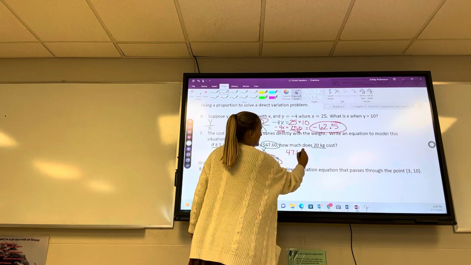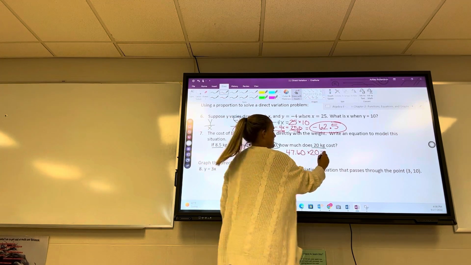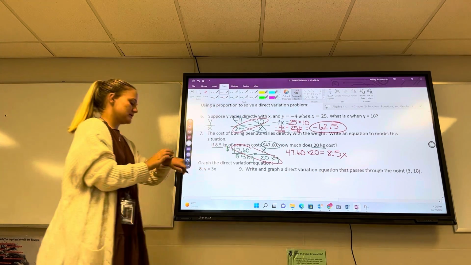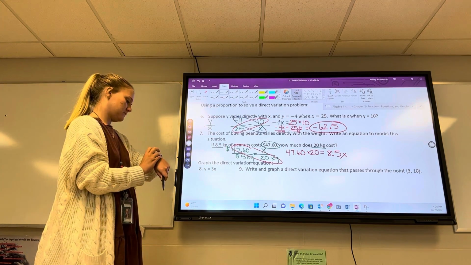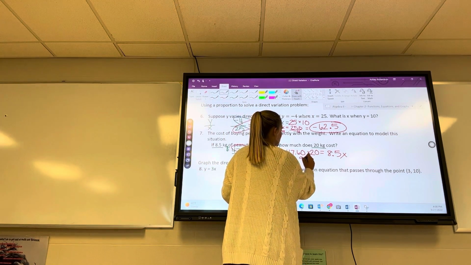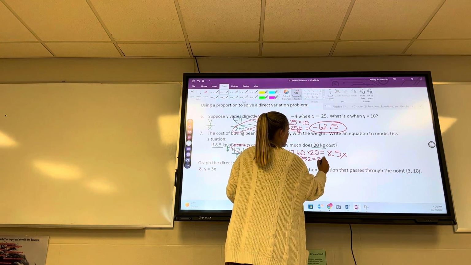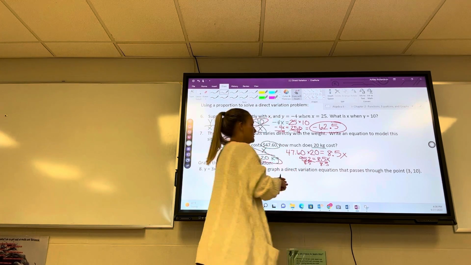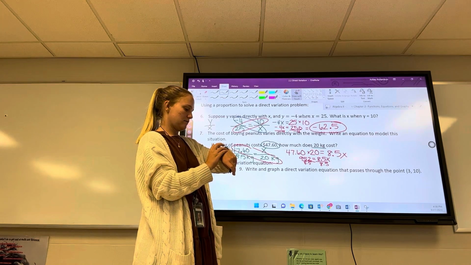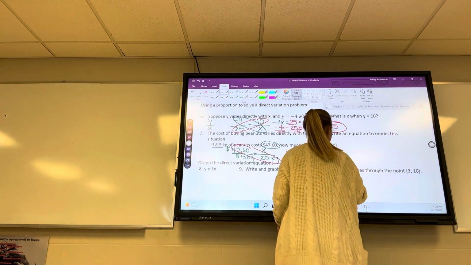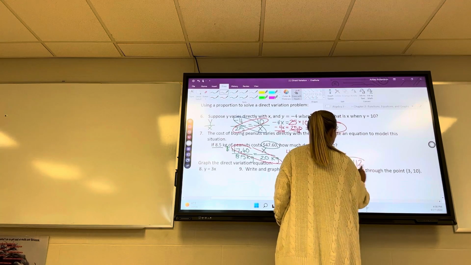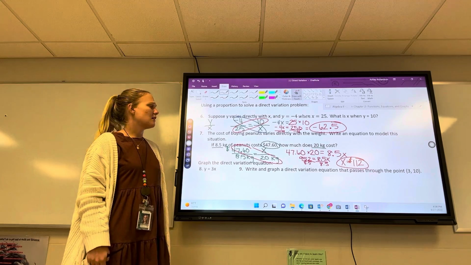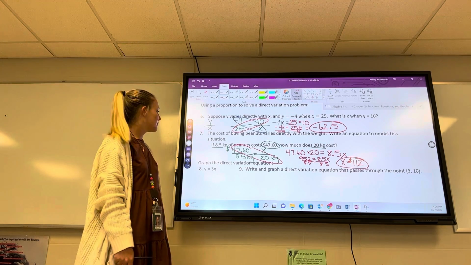47.60 times 20 equals 8.5x. So then I would take 47.60 times 20, which is 952. And then I would divide it by 8 5/10. 952 divided by 8.5 is 112. So that means it's going to cost $112 for 20 kilograms of peanuts. That's a lot of money to spend on peanuts.